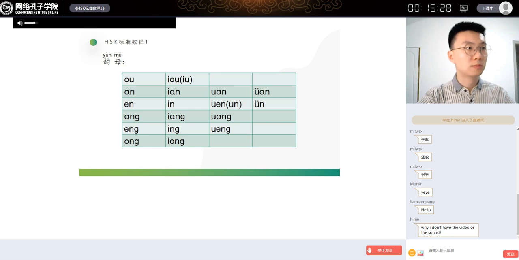韵母2. Finals 2. O, U, An, Yan, Wan, Yuan, En, Yin, Wen, Yun.